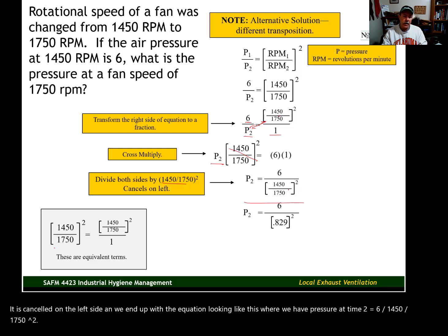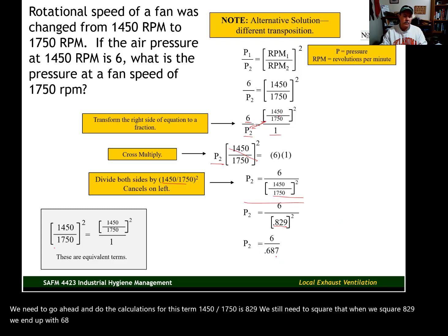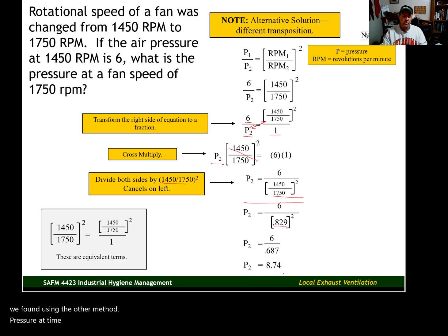We need to go ahead and do the calculations for this term. 1450 divided by 1750 is 0.829. We still need to square that. When we square 0.829, we end up with 0.687. Now the very last step in the calculation, we divide 6 by 0.687, and we find the exact same pressure that we found using the other method. Pressure at time 2 at 1750 RPMs is 8.74 inches of water, or water column.